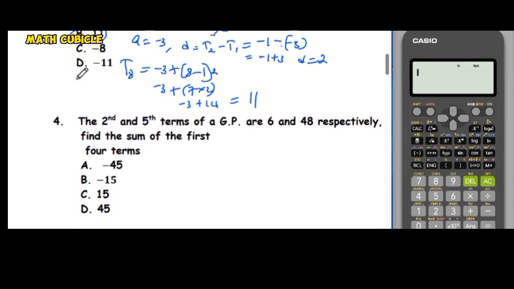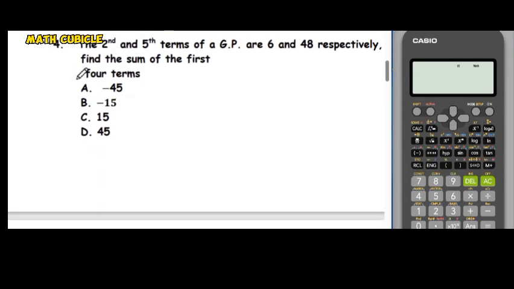Number 4, the second and fifth terms of a GP are 6 and 48 respectively. Find the sum of the first 4 terms. We are not given the first term of the GP, we are not given the common ratio. So we use this formula: Tn is AR raised to the power n minus 1. This is the nth term of a GP.